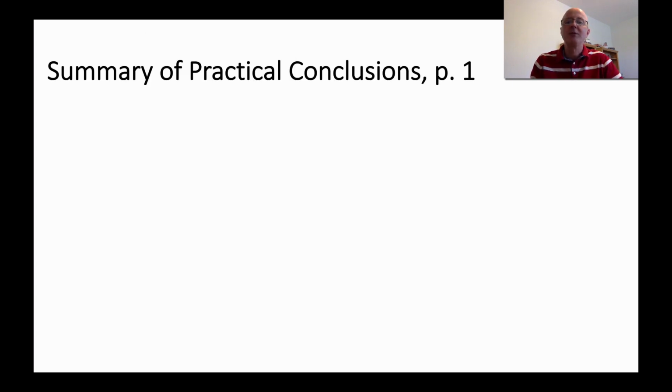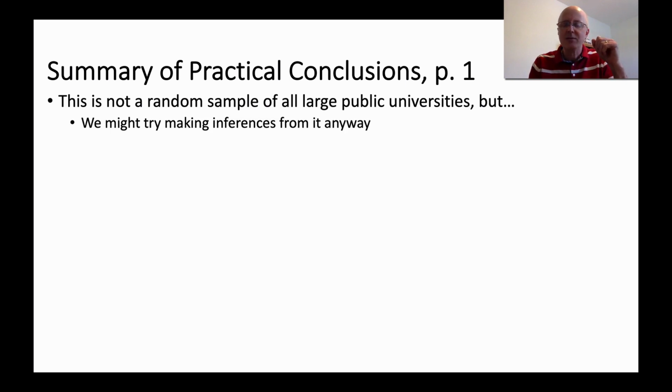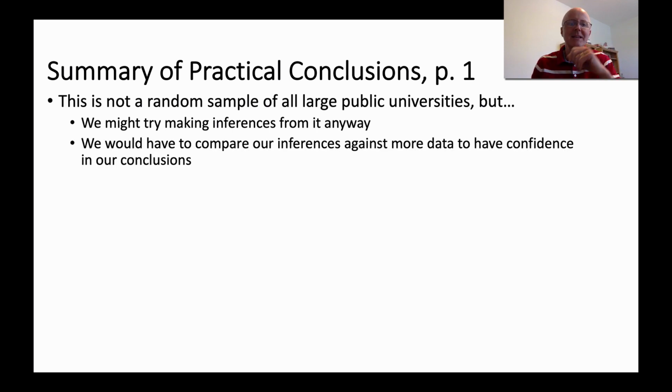Here's a summary of the practical conclusions of the calculations that were done in lecture 17. But let me re-emphasize, this is not a random sample of all large public universities, and certainly not all universities overall, but we might try making inferences from it anyway. Okay, but just be aware, you got caveats. We would have to compare our inferences against more data from the wider population to have confidence in our conclusion.